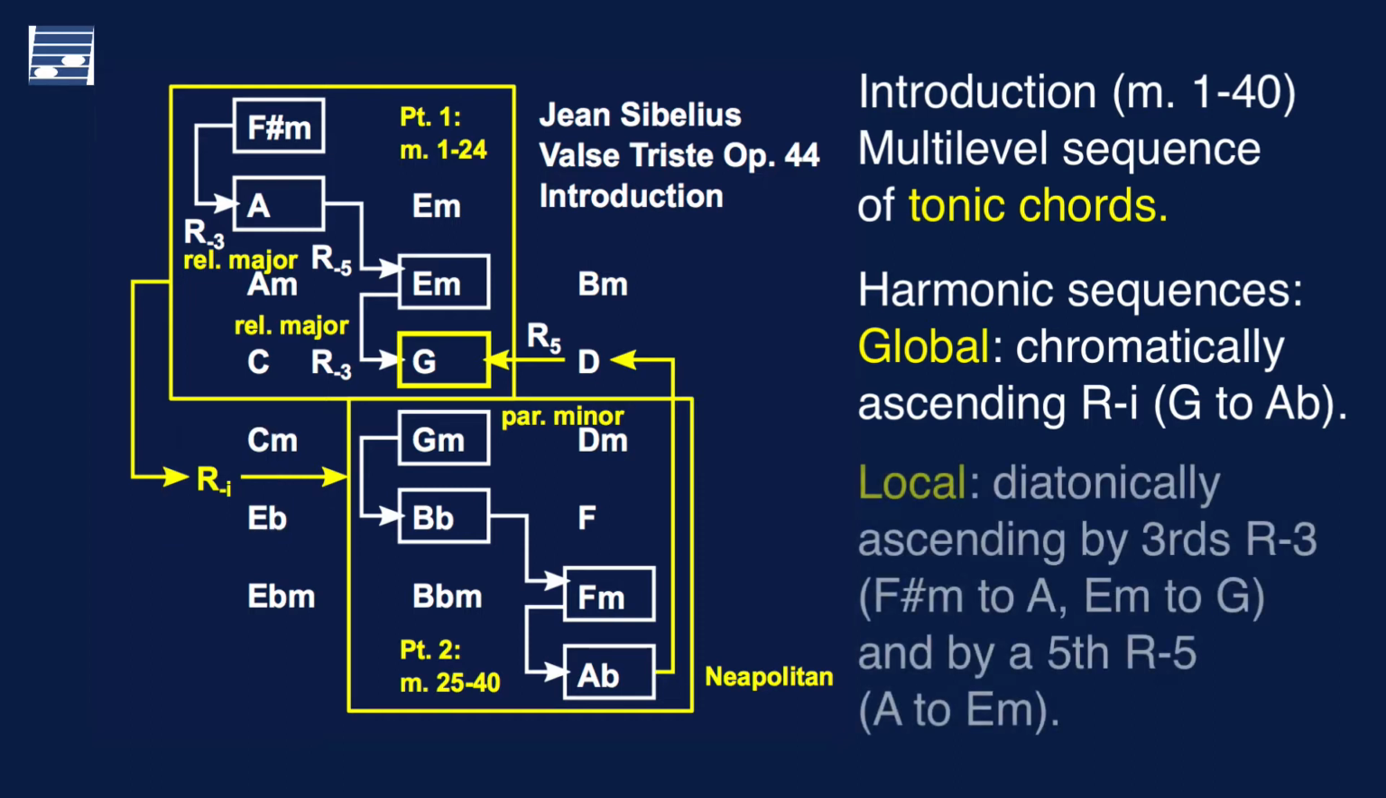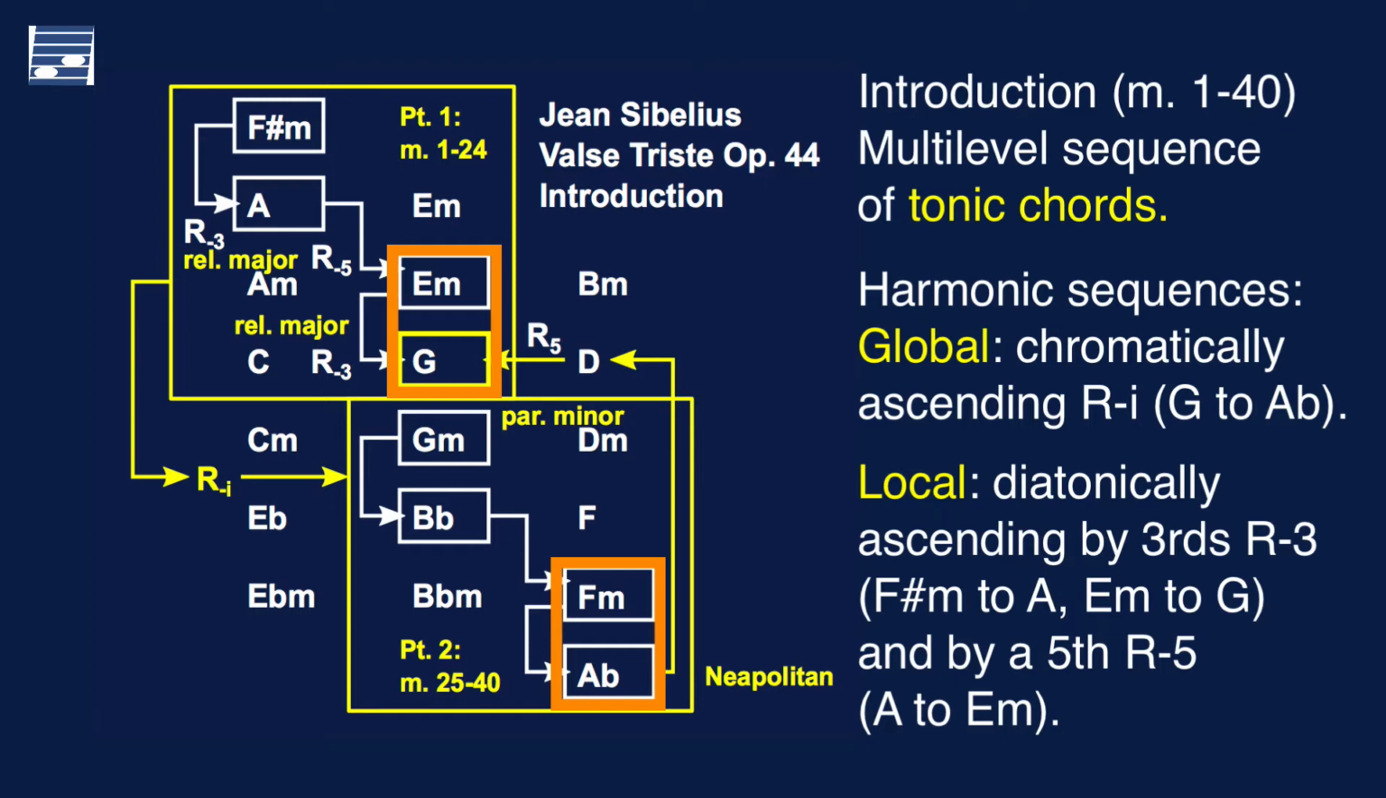At the local level we find four pairs of diatonically related keys. Through a root movement of an ascending minor third we change from a minor to the relative major key, as can be seen in pairs such as F sharp minor to A major, E minor to G major, etc.